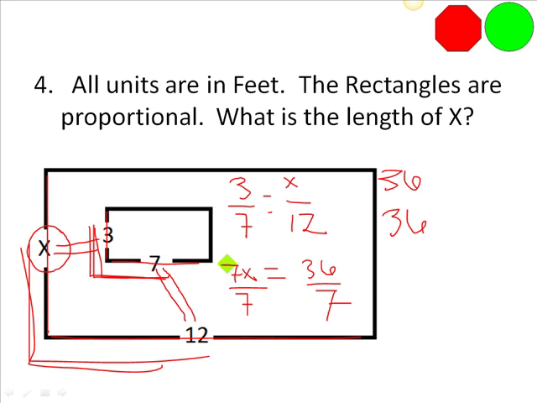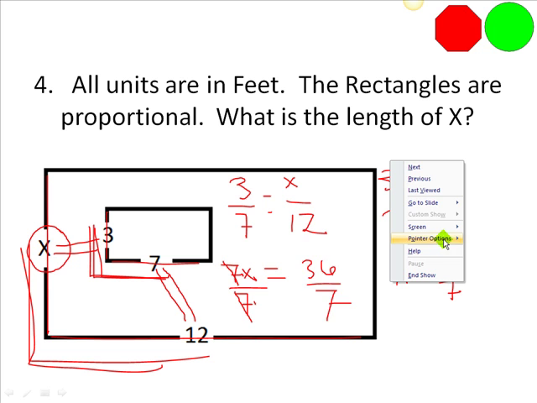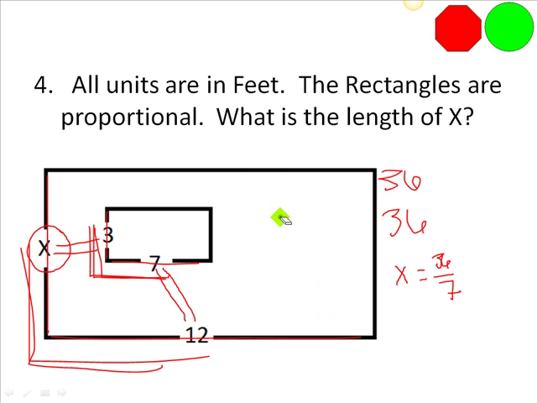And so I now have a 7 in the numerator as a factor, and a 7 in the denominator as a factor, so they cancel, they become 1, and then I have 36 over 7. So what I really have now is x equals 36 over 7. And then I have to do the long division problem on that. So let's clear a space here.